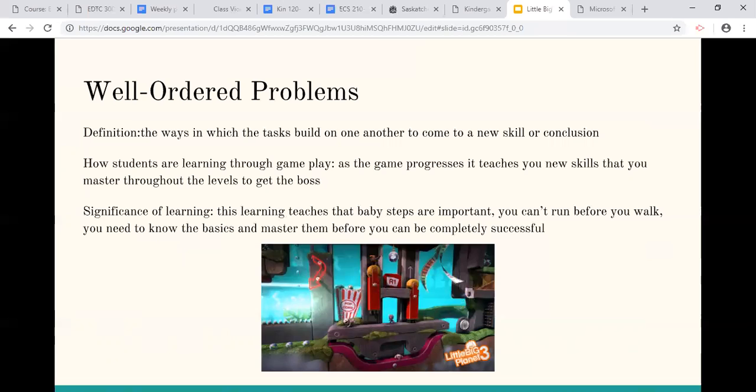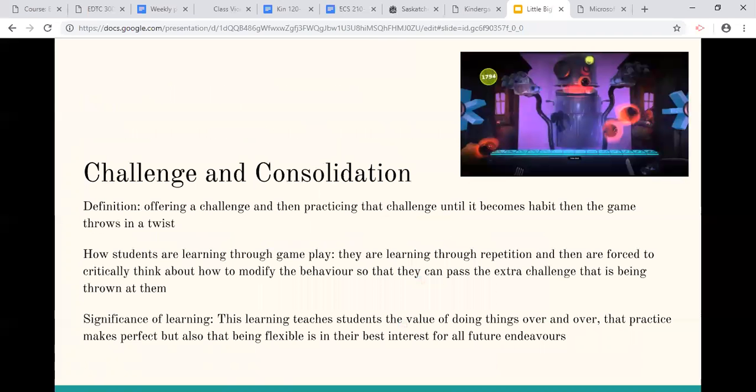So this learning teaches that baby steps are important. So you need to learn these little skills to keep going and be completely successful. If you want to 100% the level, you need to become good at these skills.